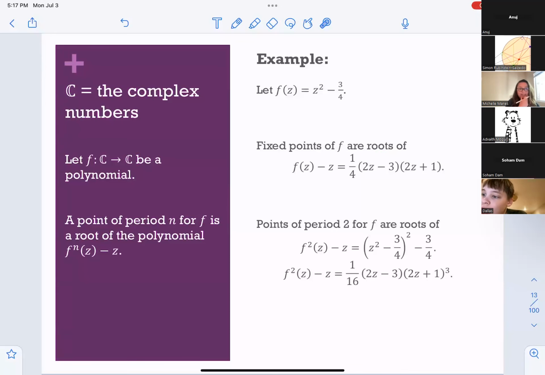Anish, did you have another question, or is your hand just still up from before? Still up from before. Oh, okay. All right. Just making sure.